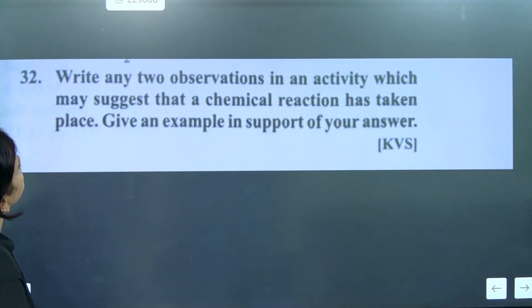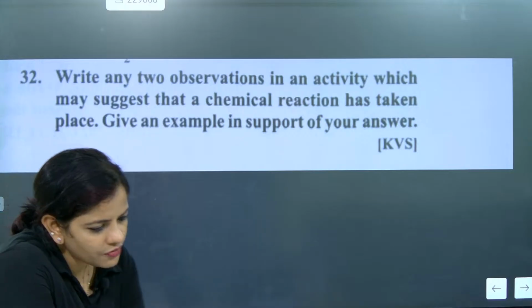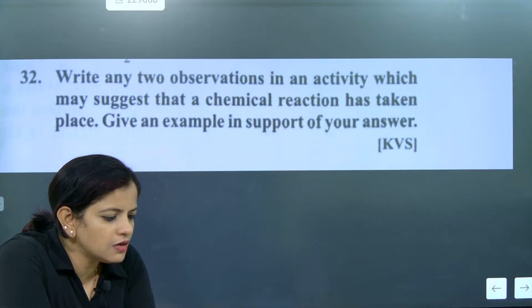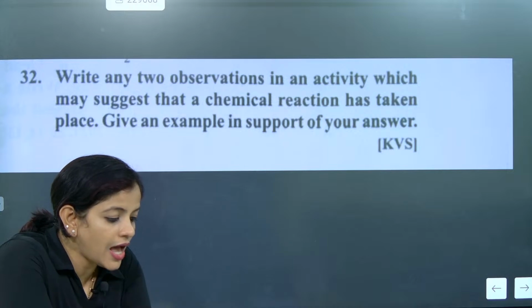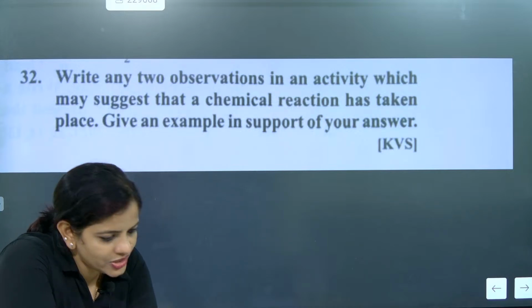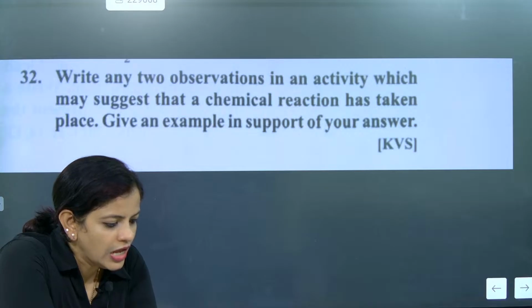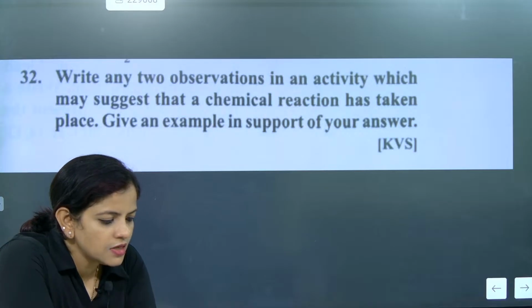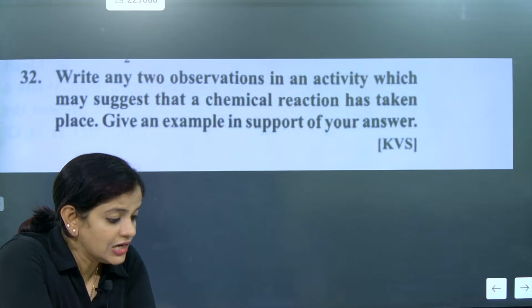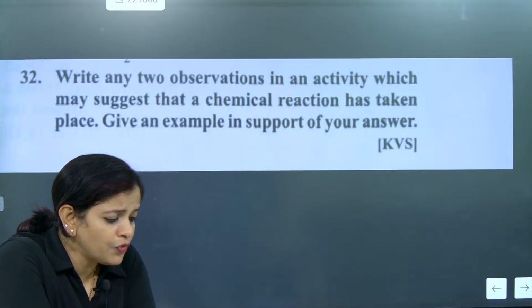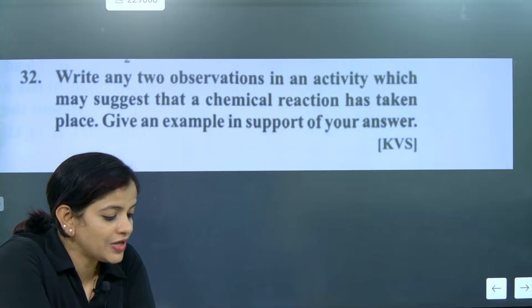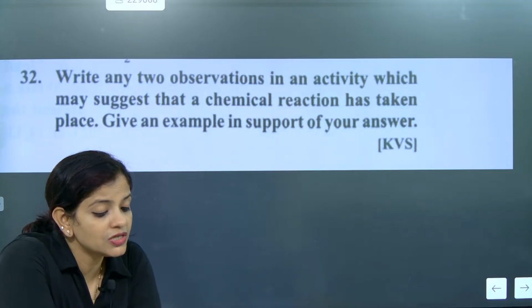Come on, go for this question. Write any two observations in an activity which may suggest that a chemical reaction has taken place. So already we know this answer. Now we need not dwell on many things. When a chemical reaction happens, there are some characteristic changes we observe. First, heat, that is exothermic or endothermic; change in color; formation of precipitate; and smell, odor. So these are the four important things we experience whenever any chemical reaction is happening.